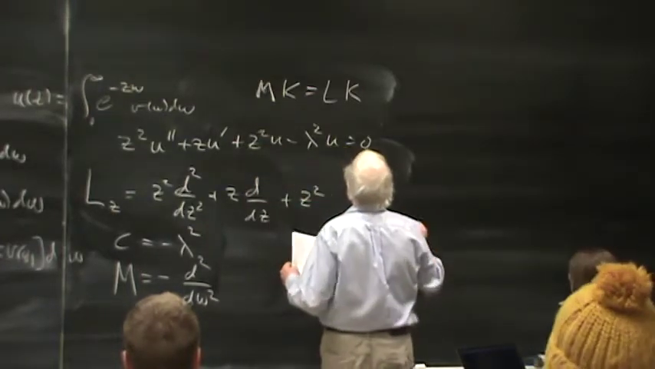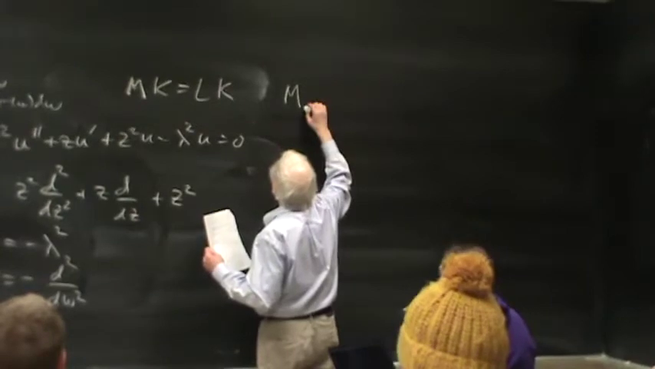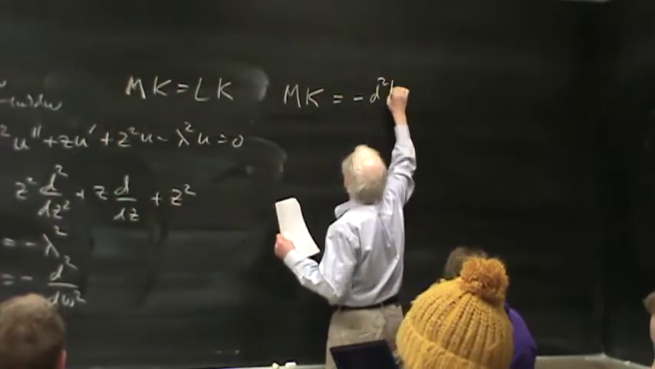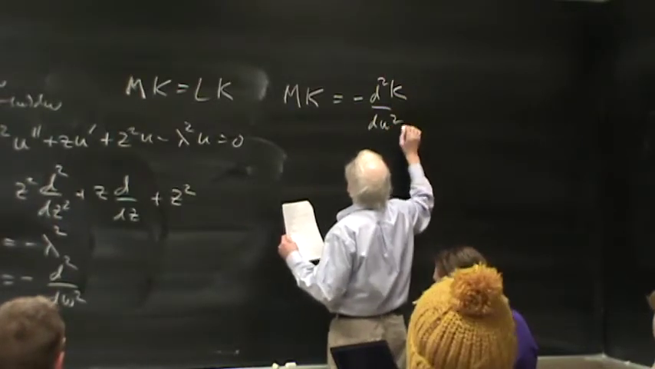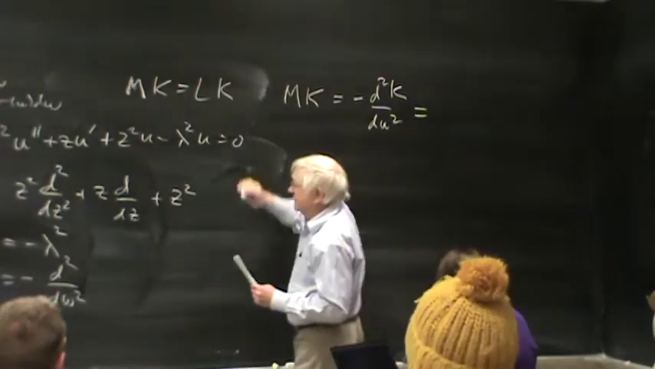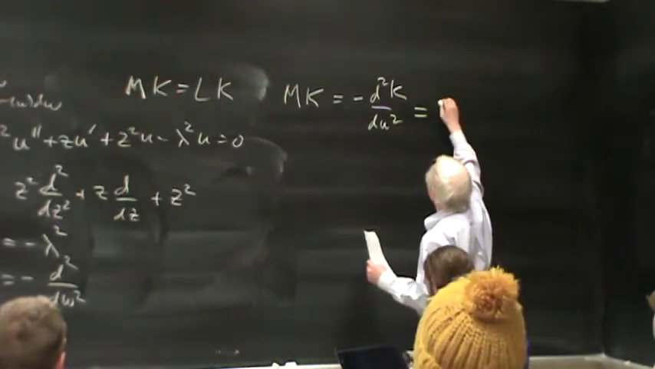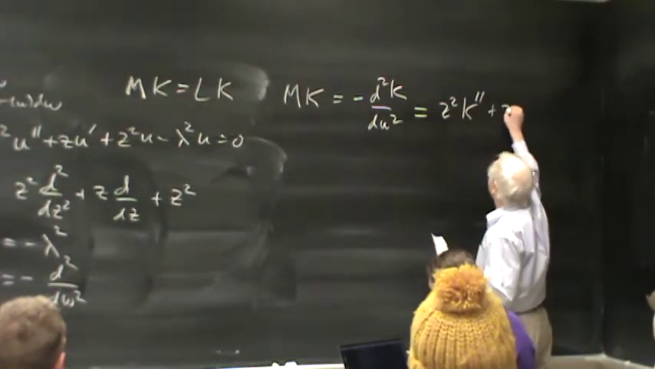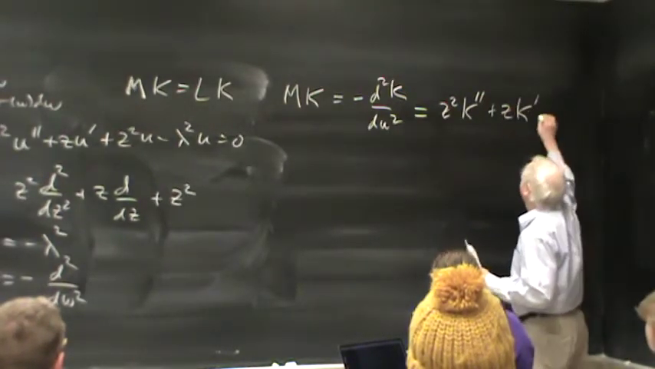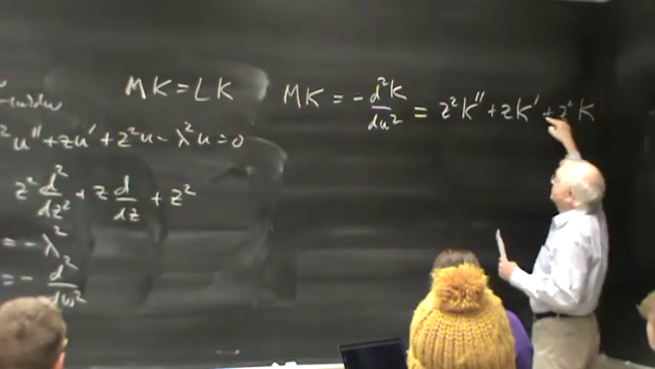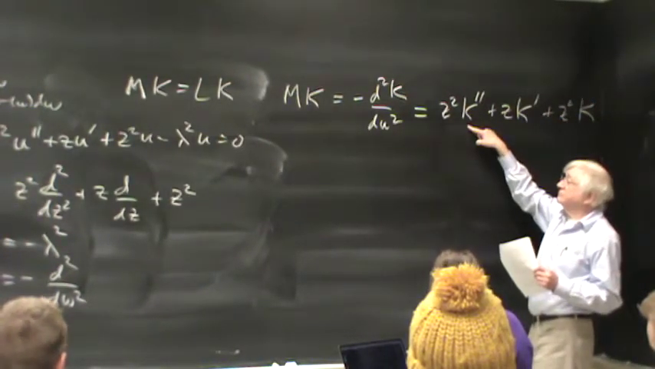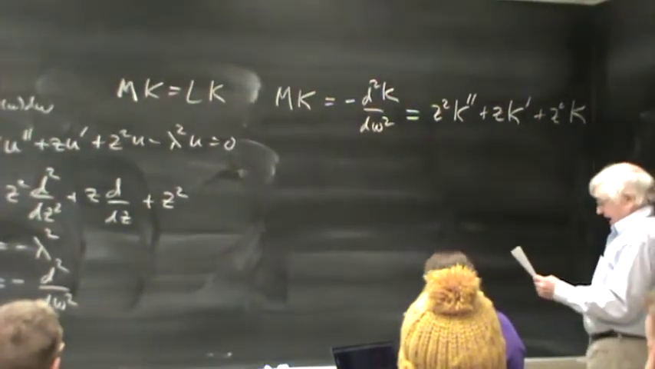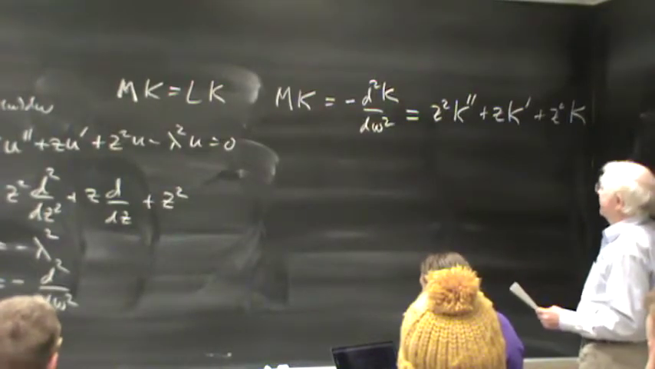MK would be minus d2 on K dw squared, and we want this to be LK. Well, LK is z squared K double prime plus zK prime plus z squared K, prime being d by dz. And so what's a K that satisfies this?